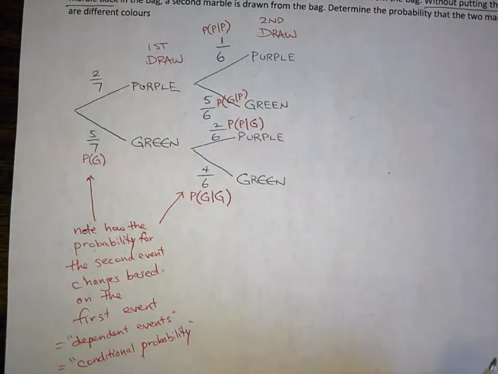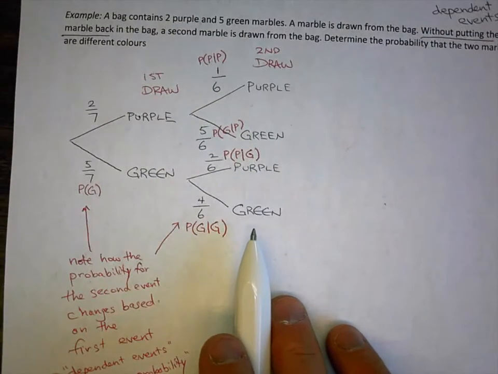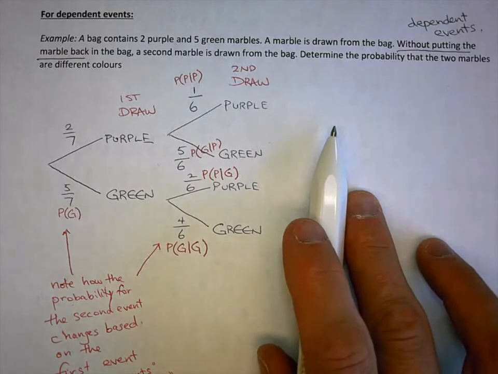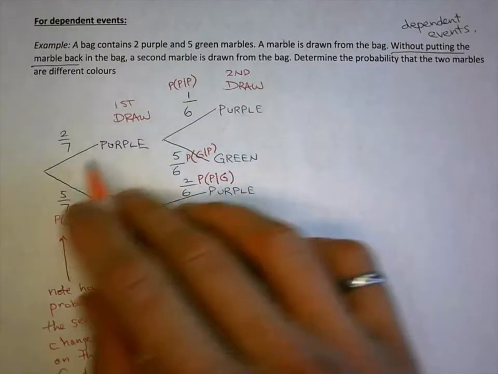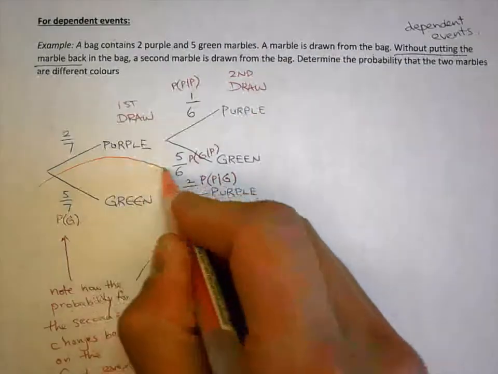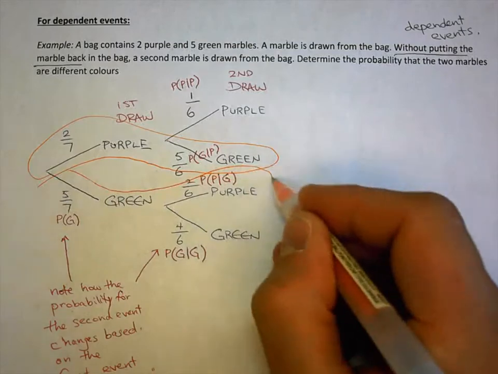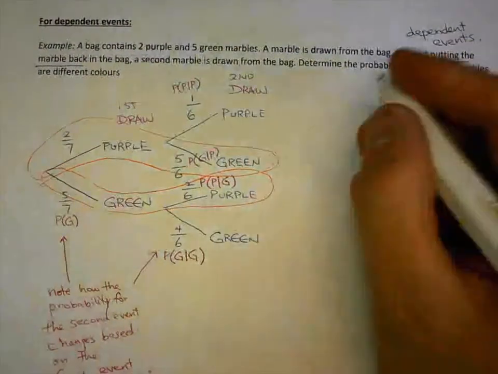Okay, so now that I have my tree, I can use the tree to analyze my question. Determine the probability that the two marbles are different colors. Well, let's go through my tree and trace out these two options. Purple, purple, the same color. So it would be purple, green, or green, purple. Those are my two possibilities. So now I use the tree to figure out that probability.